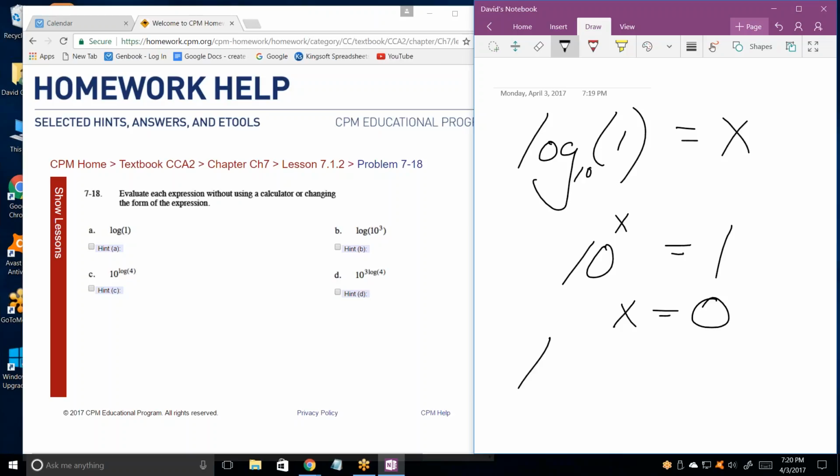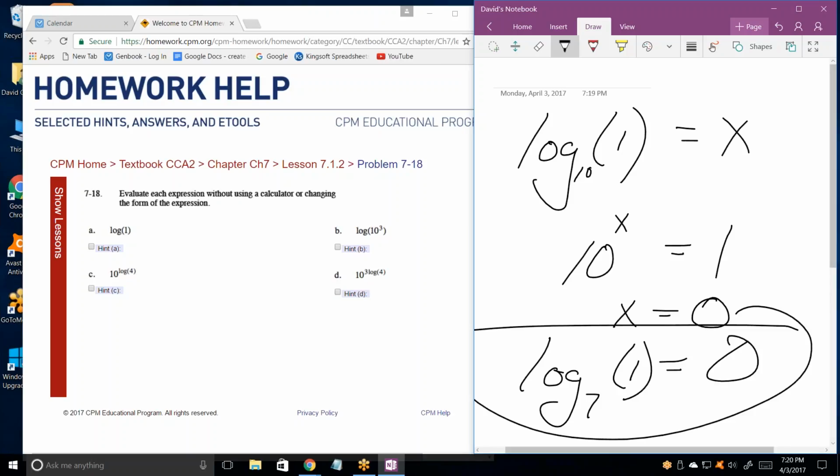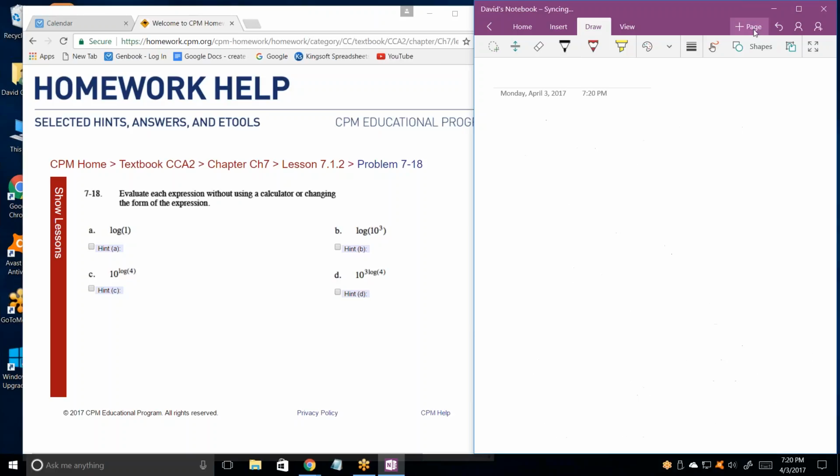If I would have said, what's the log base 7 of 1, the answer is still 0. The log of 1 is 0. Memorize that, because you're going to need that a lot. Now, let's look at the second one. The log of 10 to the third equals what?